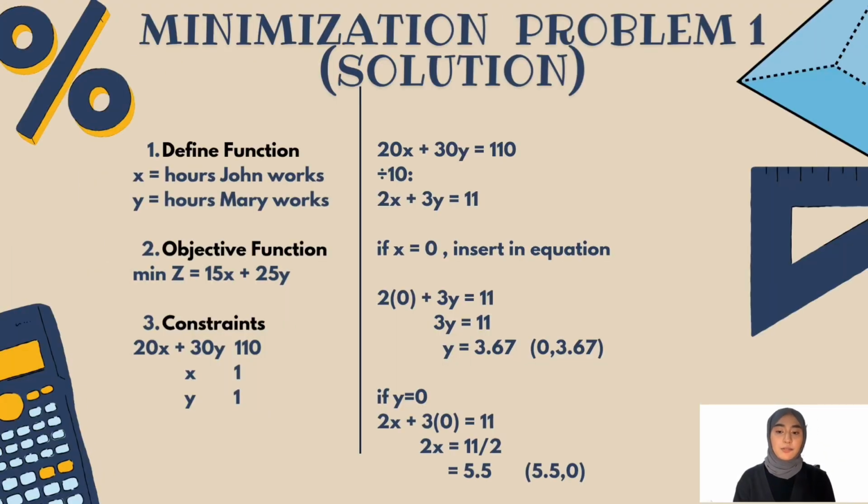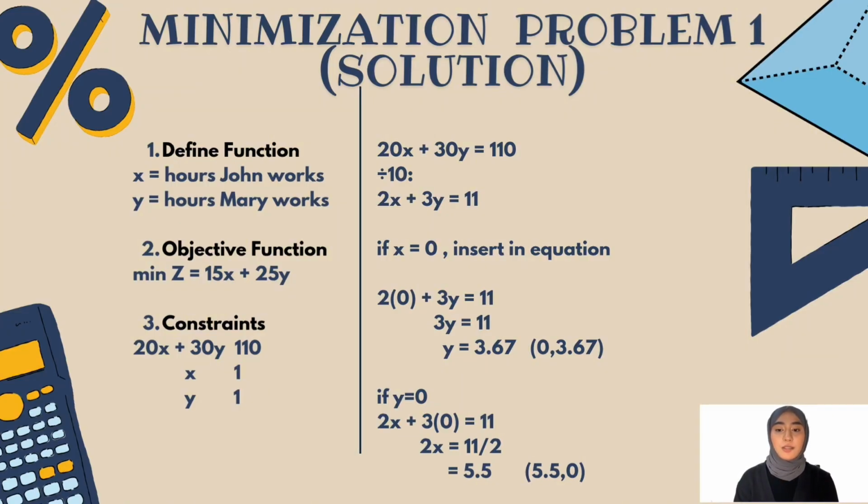First, let's define our variables. X represents the hours John works and Y represents the hours Mary works. Since our goal is to minimize total cost, our objective function is min Z equals 15x plus 25y. Next, we establish our constraints. Grading capacity is 20x plus 30y greater than or equal to 110 papers. Minimum hours, both x and y must be greater than or equal to 1.